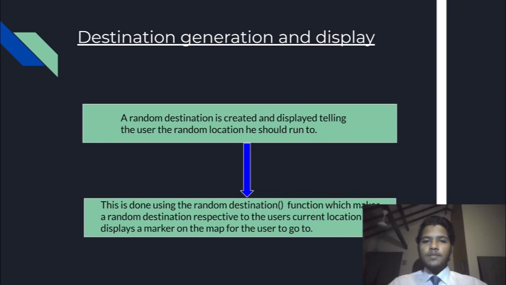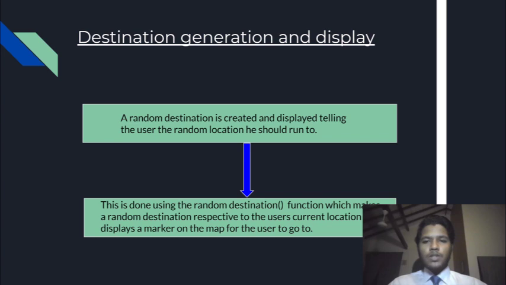For our third feature, destination generation and display of a random location. Here, a random location was created and a marker will be displayed as a red pointer on the destination, and the user is to run to this location as fast as they can. This feature is called when the new destination button is clicked, and this button is only enabled when the accuracy of the user's location is less than 20 meters.